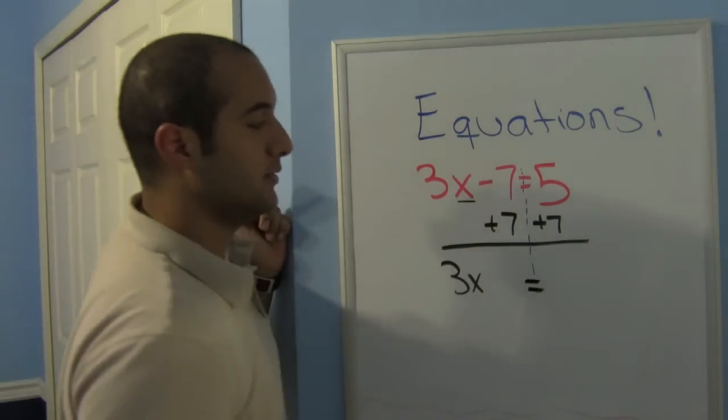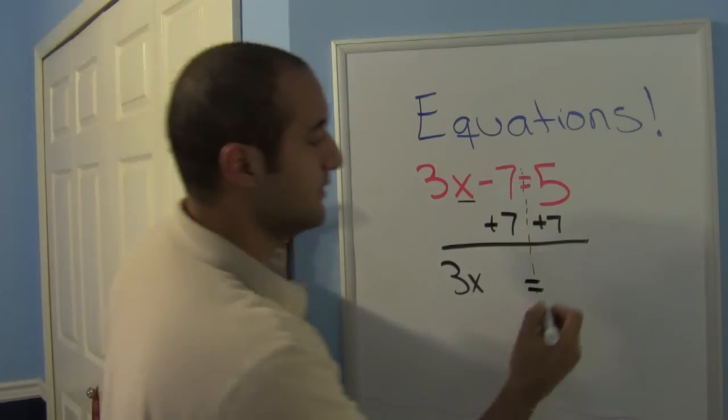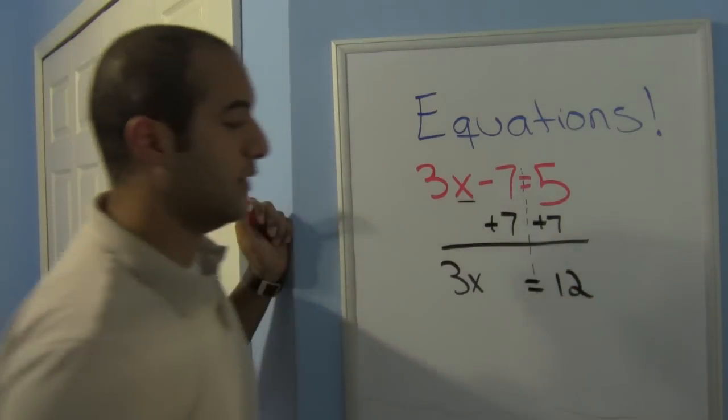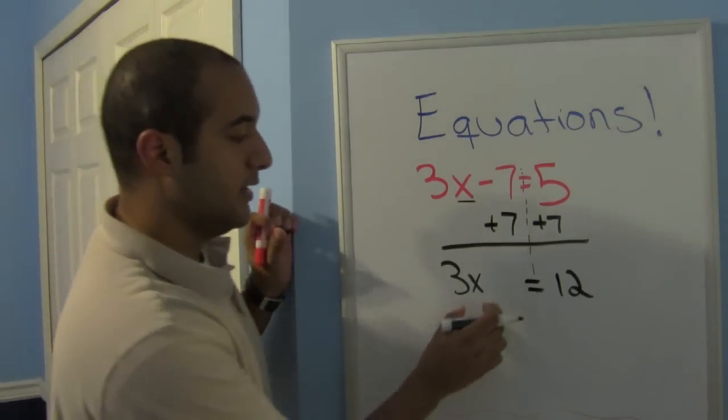3x is equal to 5 plus 7. I can simplify that. 5 plus 7 is 12. So this is what I have now. 3x is equal to 12.